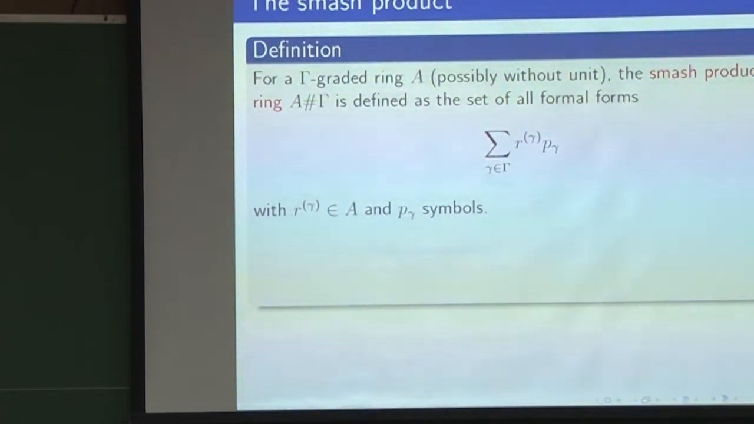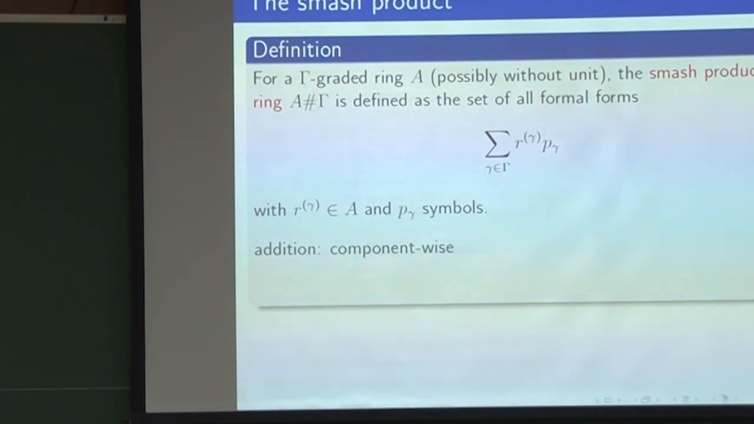Well, now we give the definition for the smash product. Let A be a gamma graded ring, possibly without a unit. Then the smash product of A by gamma contains these kinds of elements. Here, for each gamma in this group, we have r gamma, an element in the graded ring, and p gamma are symbols. Fundamentally, only finitely many r gamma are non-zero.